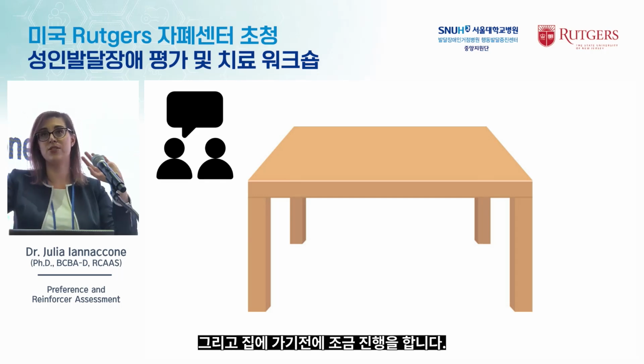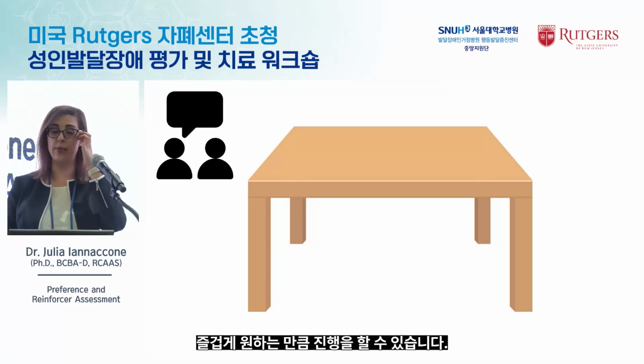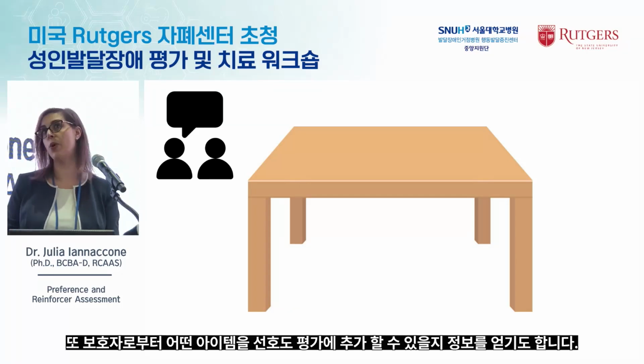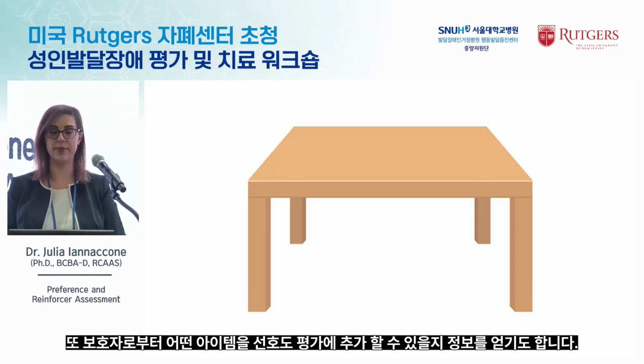So we usually switch back and forth between the 2, and we get the information from the caregivers before we start on what we should include in the preference assessment.